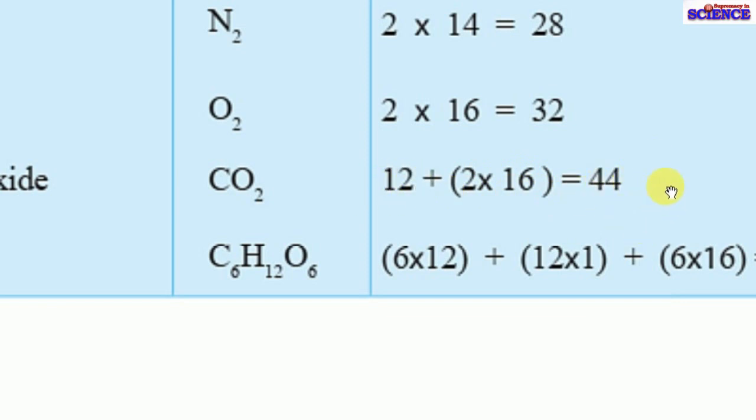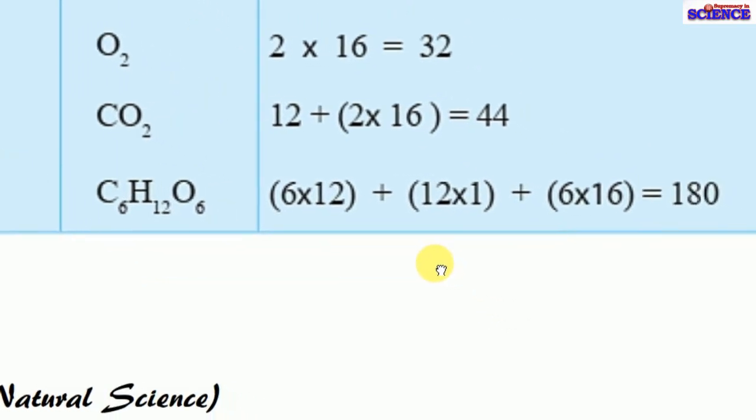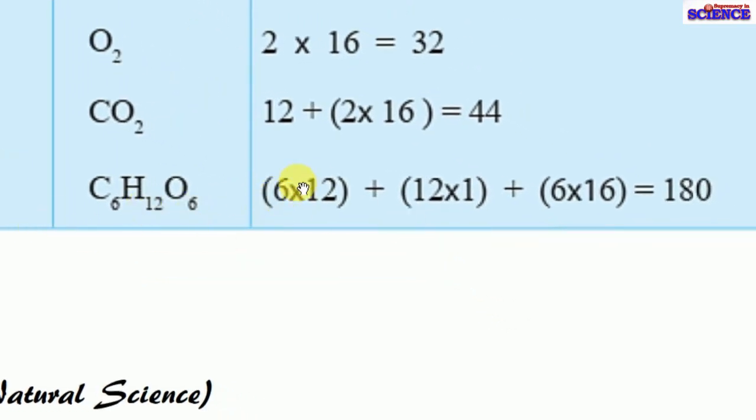Still, there's no unit for this. And here a very good example is mentioned: 6 times the carbon atom's 12, plus 1 times 12. See the brackets. It's easy, neat, and we can calculate very carefully. Without brackets you get a mess. So don't be lazy. Put the brackets.